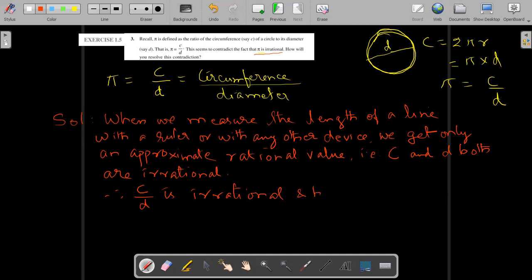And that's why pi is an irrational number. So pi is also irrational.